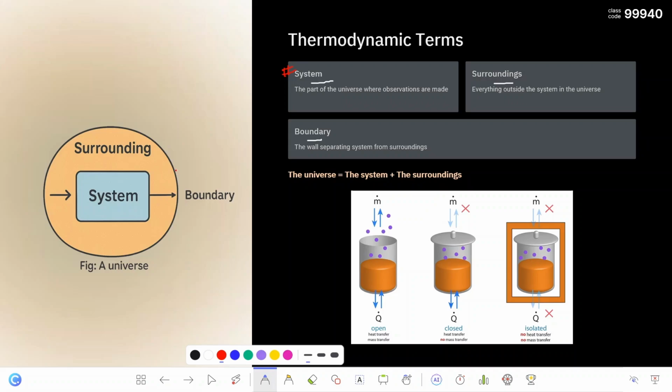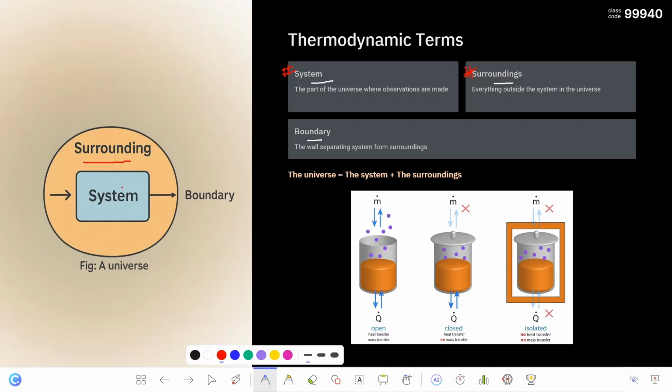And surroundings is anything other than the system. The meaning is given here: everything outside the system in the universe is the surroundings. We can see this complete yellow portion is the universe. Inside that there is the system, which is the blue colored part, under study. Then whatever is outside this is the surroundings.